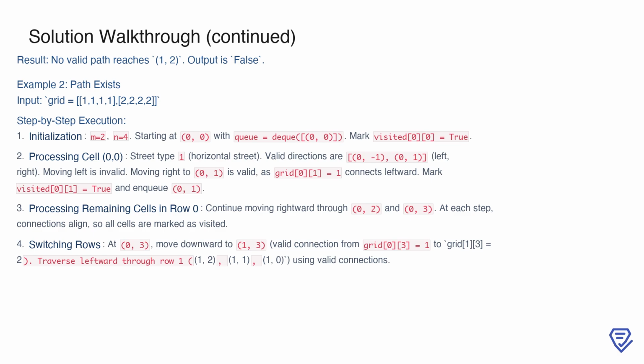In row 1, the street types allow horizontal movement to the left. As we traverse leftward through 1, 2, 1, 1, and finally 1, 0, the connections remain valid. By following this path, we successfully visit the bottom right corner of the grid. Therefore, the output for this example is true.